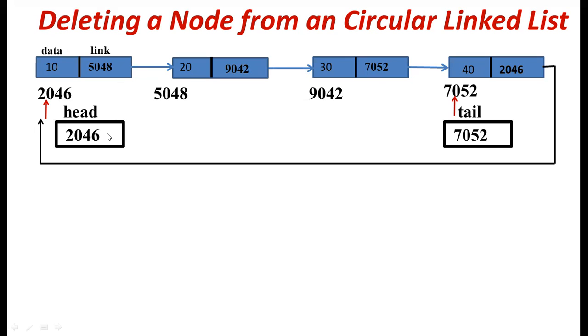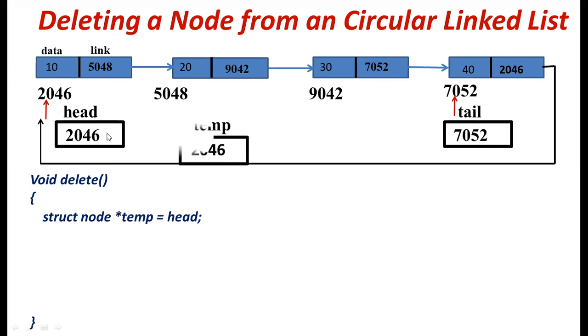For deleting at the beginning, first we have to assign the head value to temp. And second, what we have to do? We have to move the head to the second node. Since we are deleting this particular node, our head should point to this location. So head is equal to head to link. So now my head will be 5048. So head will be pointing to this particular location.